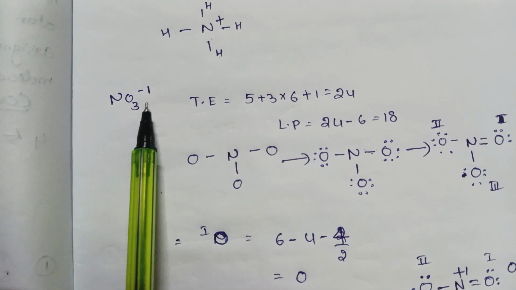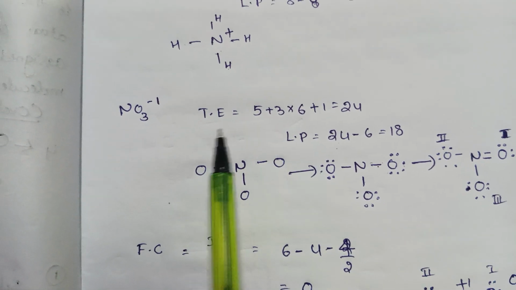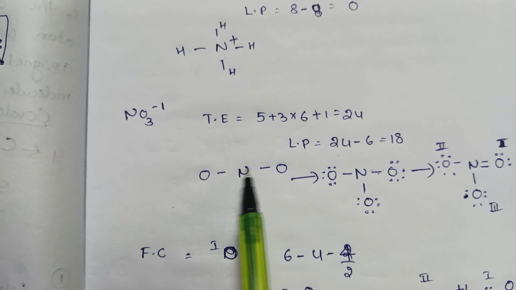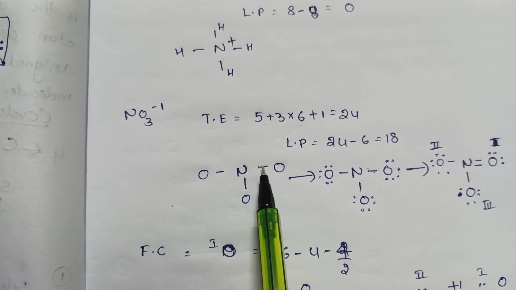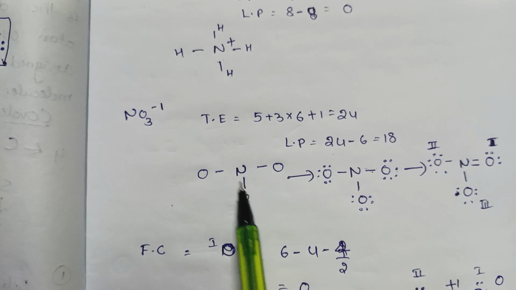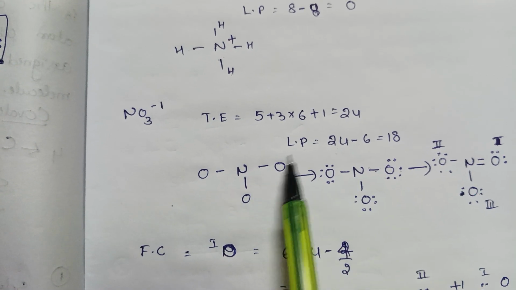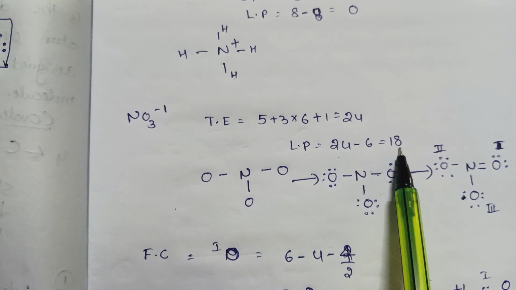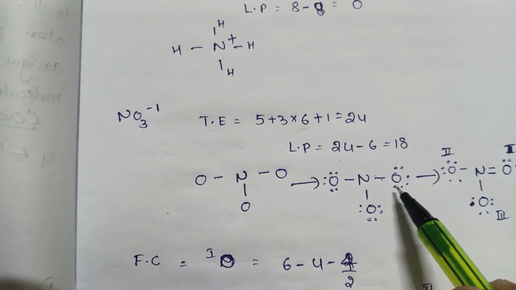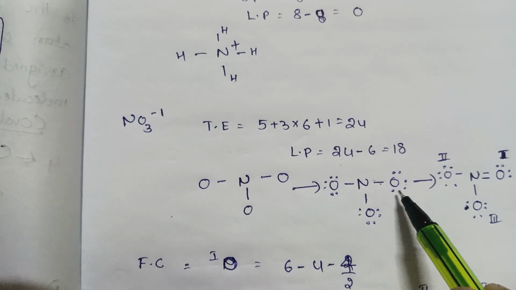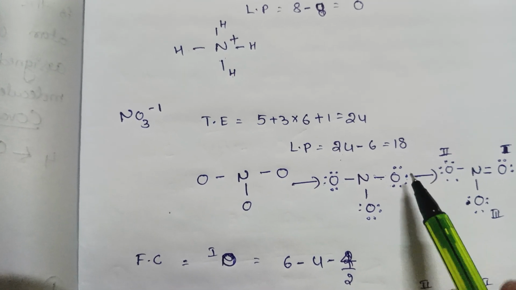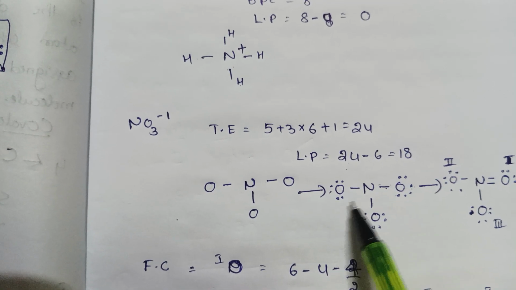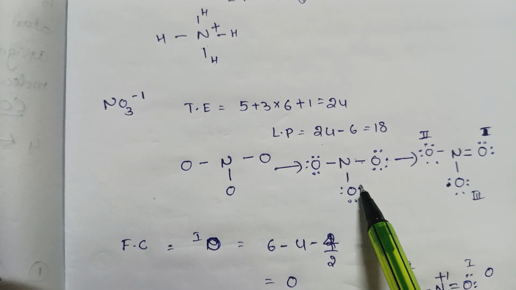If we take NO3 minus 1, the total electrons present in NO3 minus are 24. If you write NO3, how many bonded electrons? 6 electrons. If you subtract from the total electrons, we got 18. These are the lone pairs. If we fill these lone pairs on the corner atoms first, the 18 electrons we fill for the 3 oxygen atoms.